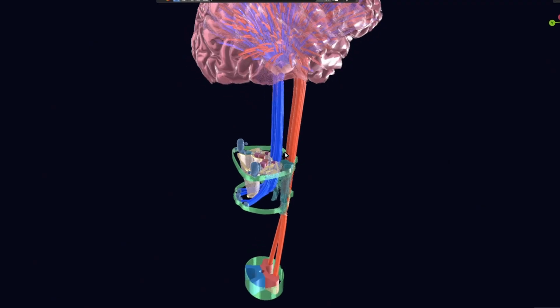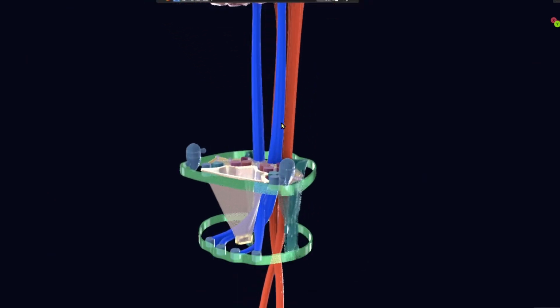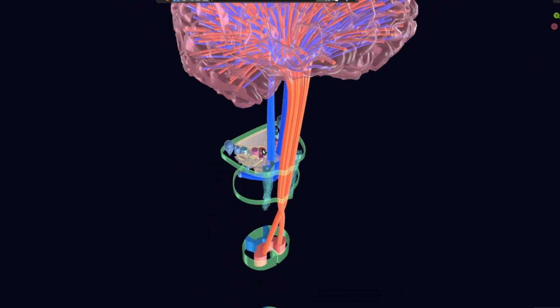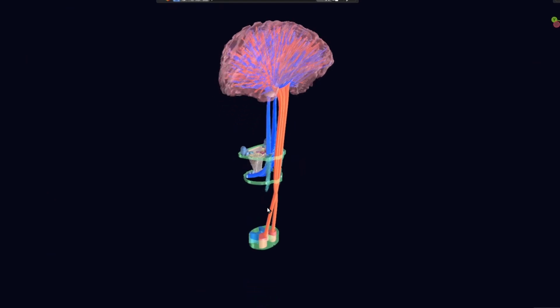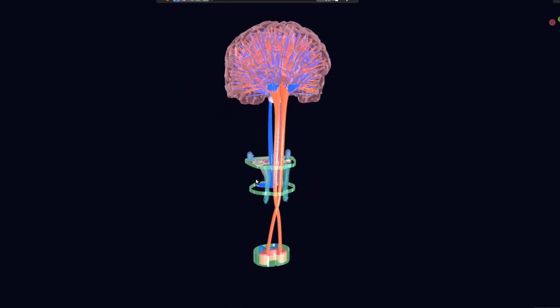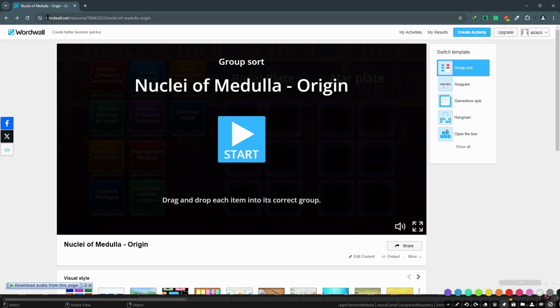So finally, to consolidate all this information, I have created a small game for you. So let's play that game, and in that game we will classify the nuclei according to their plate of origin. So let's go to that game. I have created this game on this website wordwall.net, and you can also play this game. I will give the link in the description. So let's play that.